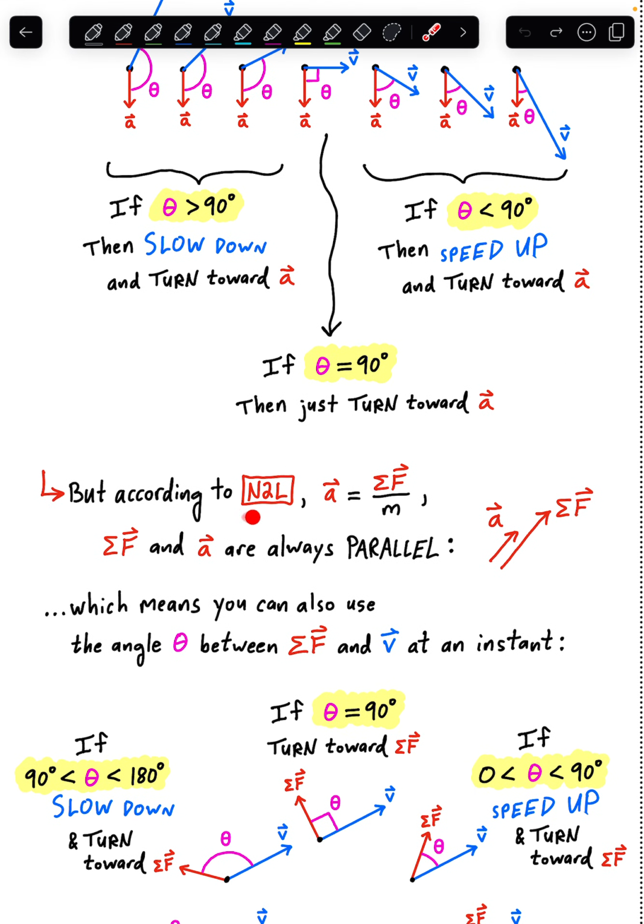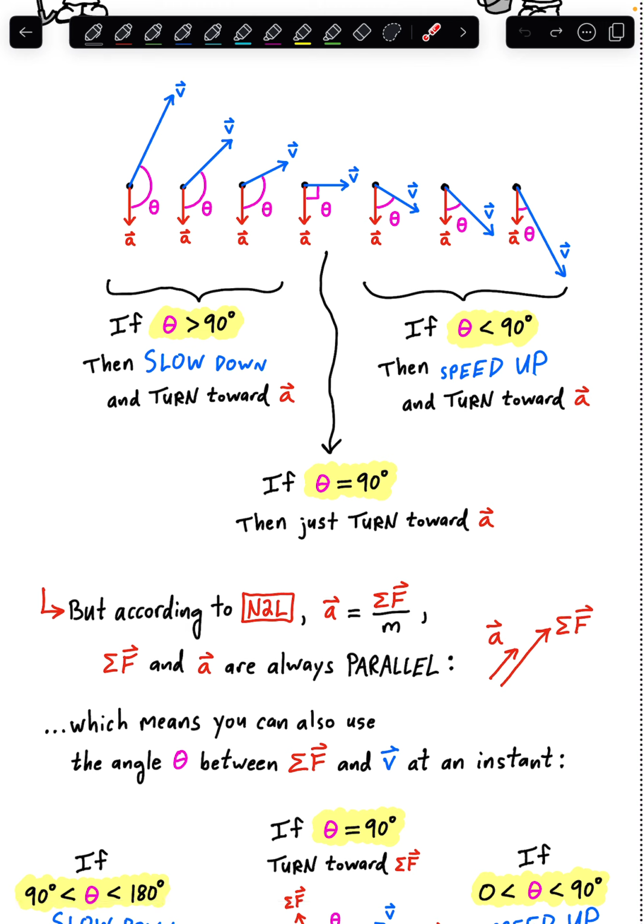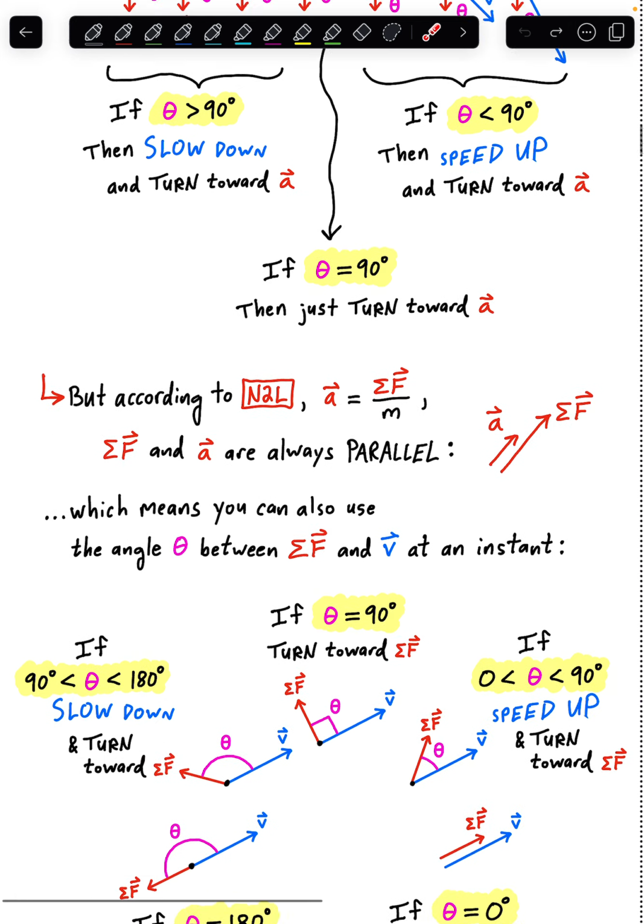According to Newton's second law, though, the acceleration vector is always parallel to the net force vector on an object at a given moment. They're always pointing the same direction, which means that rather than comparing the angle between acceleration and velocity at some instant, we could instead compare the angle between net force and velocity at that instant, since we'd be talking about the same angle.